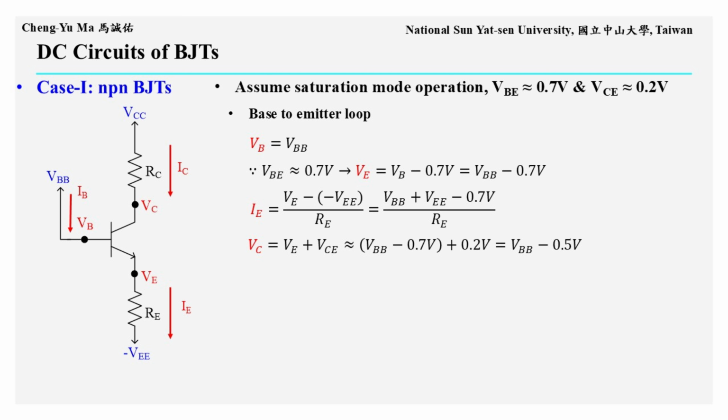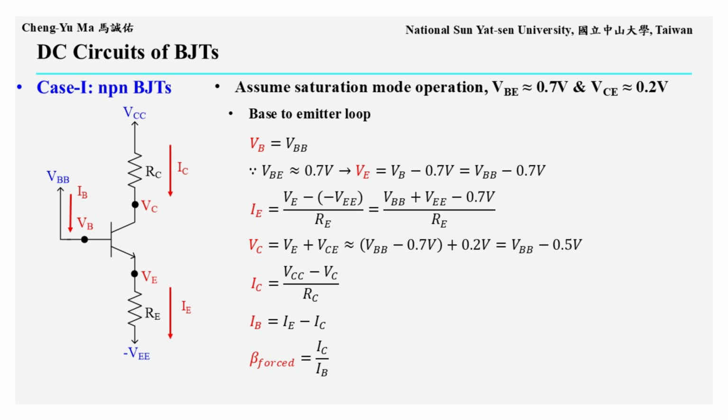After VE is found, we use the saturation mode approximation VCE equal to 0.2 volts. Therefore, VC equals VE plus VCE. This is approximately VBB minus 0.7 volts plus 0.2 volts, which equals VBB minus 0.5 volts.